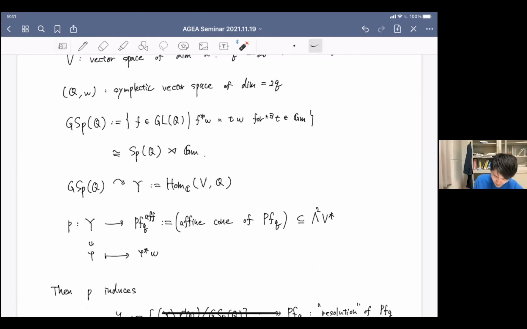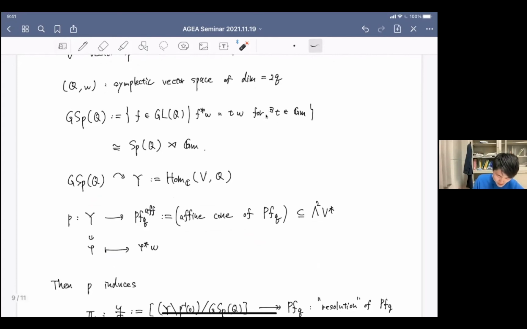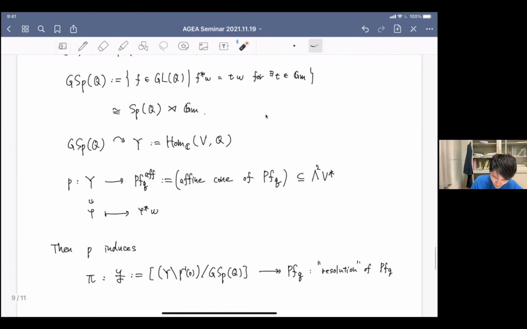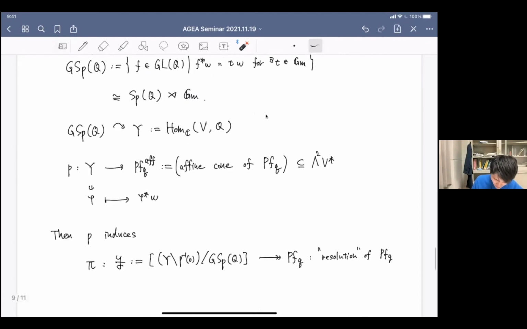Let pi be a morphism from Y to the affine cone of a Pfaffian variety, which is a closed subvariety of this affine space. And pi is defined by mapping phi to phi star omega, where omega is the symplectic form on Q. So then pi is a morphism from this quotient stack to the Pfaffian variety.